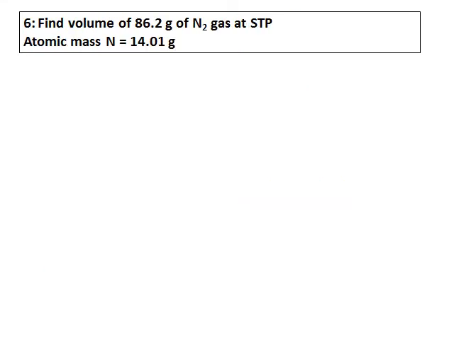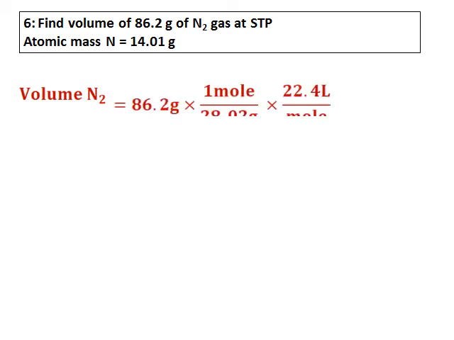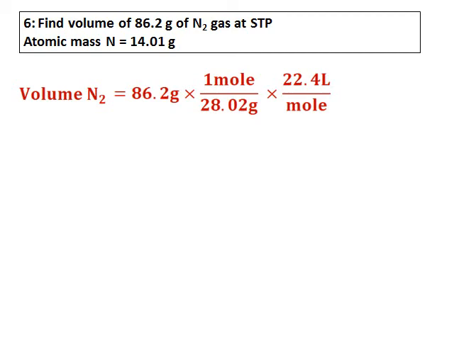Find the volume of 86.2 grams of nitrogen gas at STP. The atomic mass of nitrogen is given. And you know that 1 mole of any gas occupies a volume of 22.4 liters at STP. So first we will convert the grams to moles, then using the moles we can get the volume. That's what we have done. I've converted the 86.2 grams into moles by dividing by the molar mass. See that nitrogen exists as N2, therefore the molar mass is 28.02. Then when you multiply by the volume occupied by 1 mole, I get the volume of nitrogen for 86.2 grams of nitrogen.